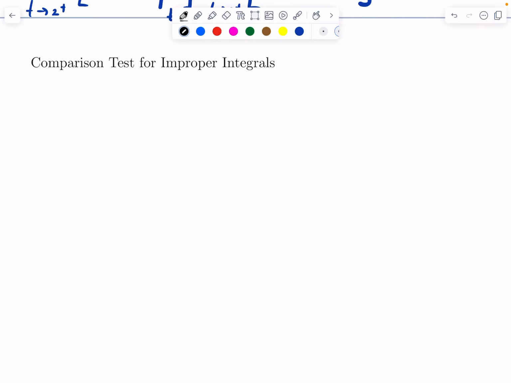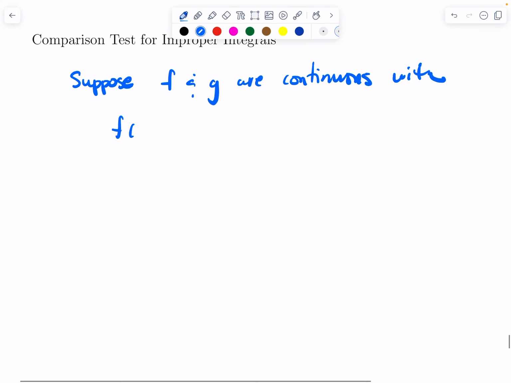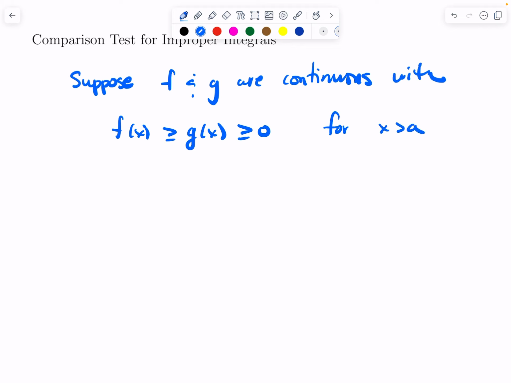Last video on improper integrals for us, and it has to do with the comparison test. All right, so we need a little supposition first. Suppose that you have two continuous functions, f and g are continuous, with, let's see, we're going to make them positive valued. So f, we're going to say, is bigger than g, both of which are bigger than 0, and we'll say for x greater than a. We don't care what happens to the left of a.